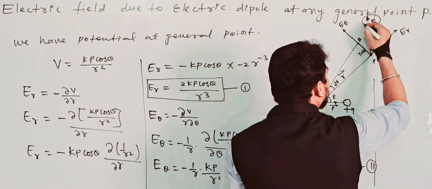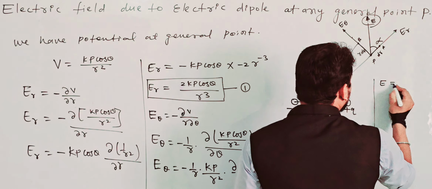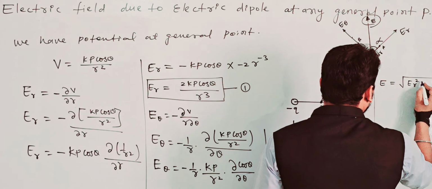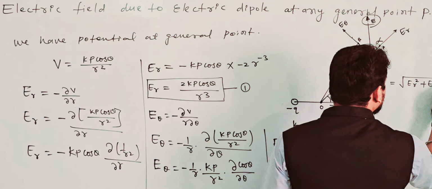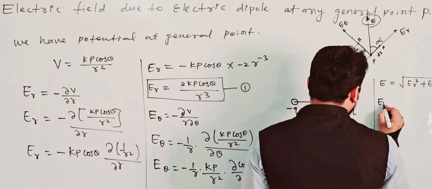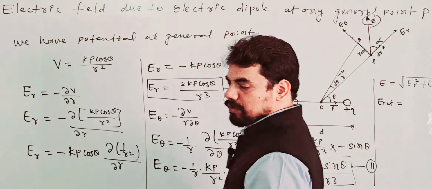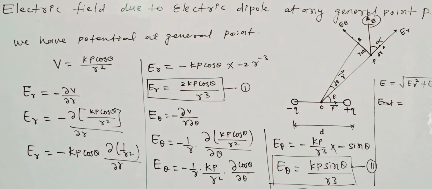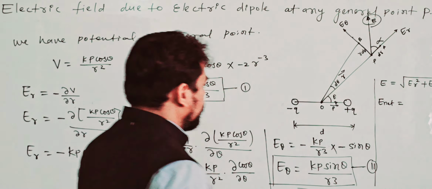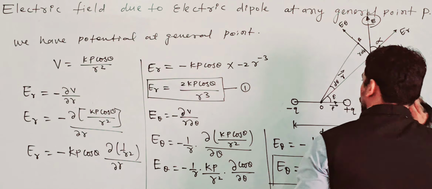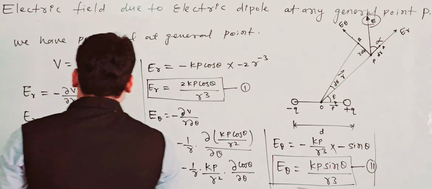The net electric field, its magnitude is the vector sum of Er and E theta, that is the square root of Er square plus E theta square. So we can write E net. The writing is less visible, so we need to erase from this side because this part is not completely visible. We need to see the complete things.